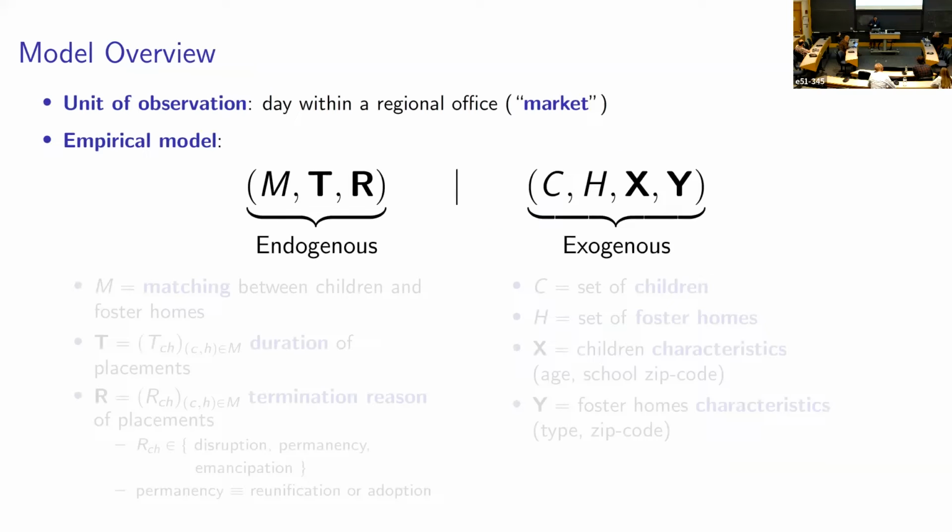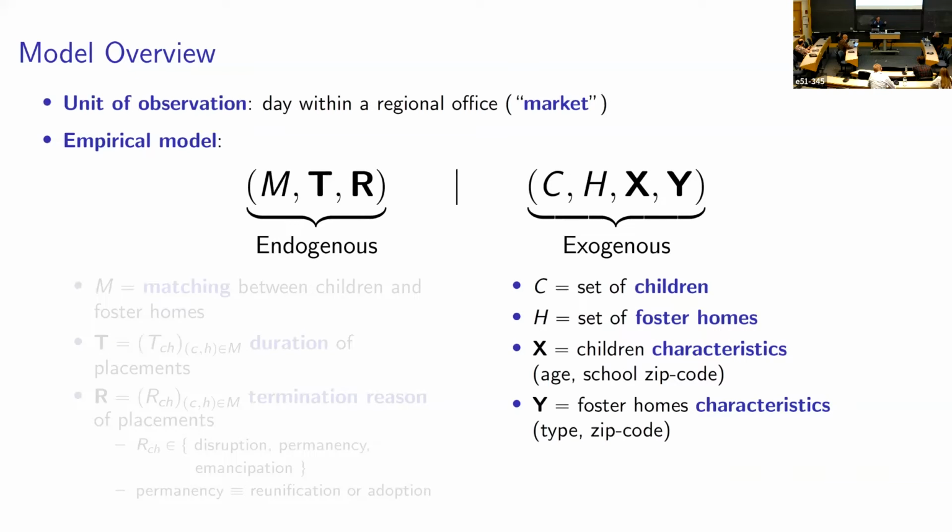Okay, so let me jump into the model. Again, the unit of observation is a market. On the left-hand side, I want to model the conditional distribution of endogenous variables given exogenous variables. The exogenous variables are the set of children that need a foster home on a given day in a given regional office, and the set of foster homes that are available for those children. X is going to be the observable characteristics of the children. Y is going to be the observable characteristics of the foster homes.